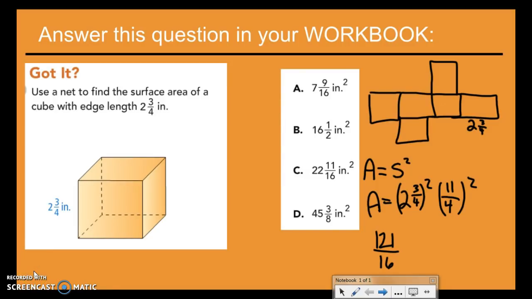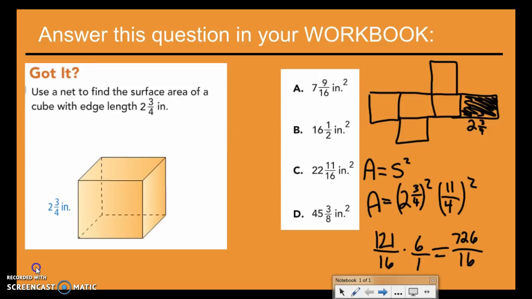Now remember, we're not done yet. We only have one of the squares done. That's the formula to find one of these squares. But we don't have one, we have 6. So we need to multiply our answer times 6. Okay? So now we're going to multiply 6 times 121, which gives us 726 over 16. Now we turn that back into a mixed number.